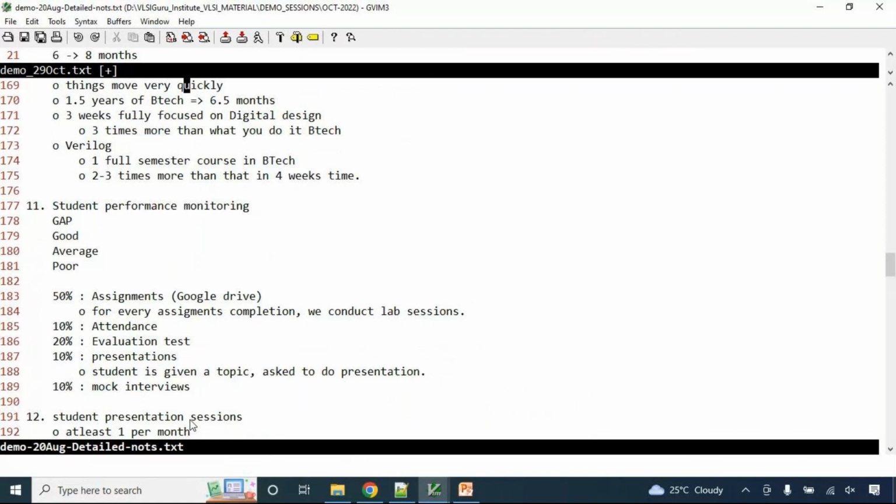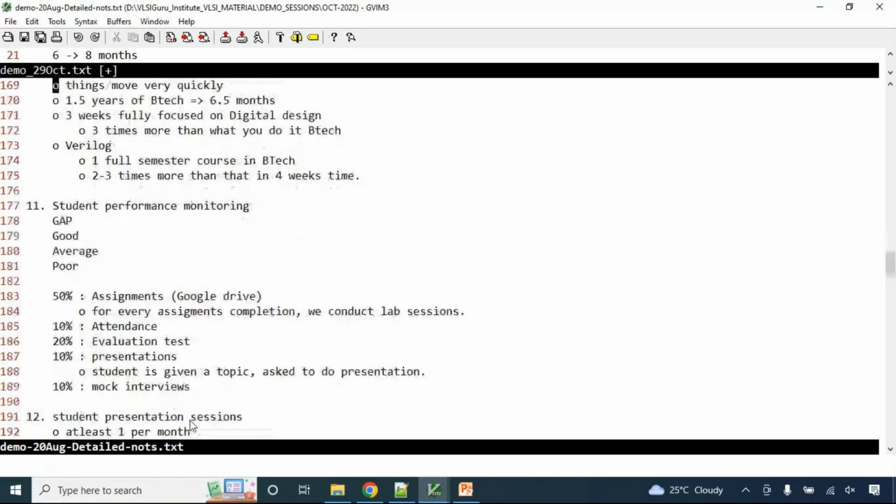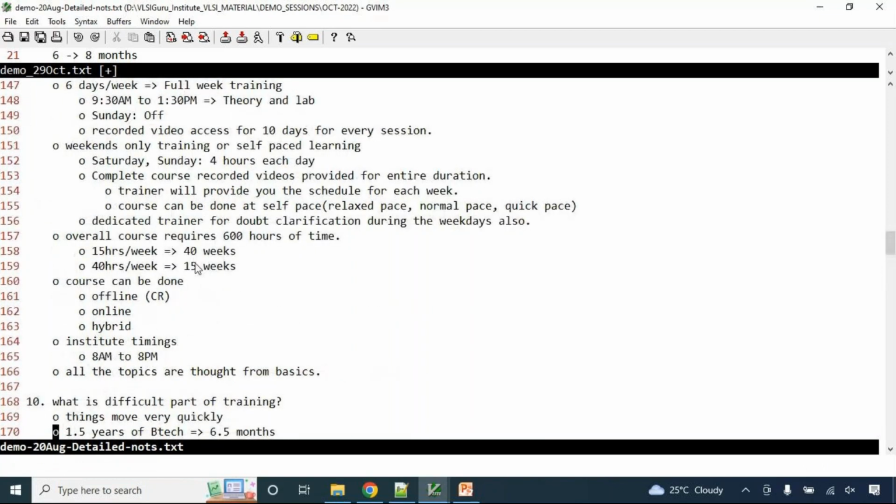Training will be done from scratch. Again, the same point: things move quickly. That's the only important thing you have to remember. Anytime you are not able to cope, that's where we provide the recorded videos. I told you, right? We provide recorded videos for 10 days so that you can revise. And the good thing is every day a live session will be there. If you are attending full-week training, there will be a live session. Whatever doubts you have today, you can always clarify the next day. So you don't have to keep the doubts.